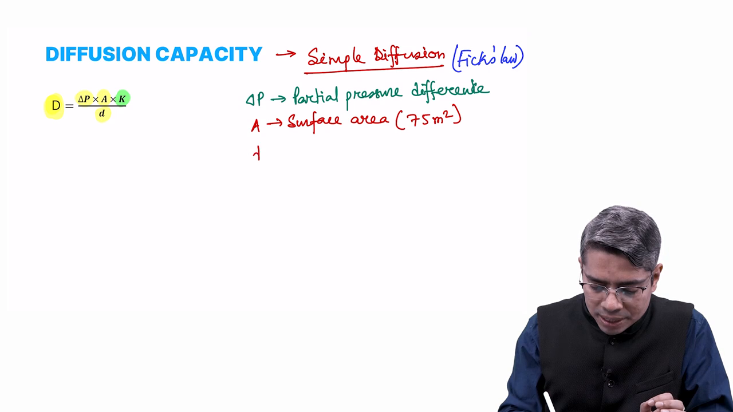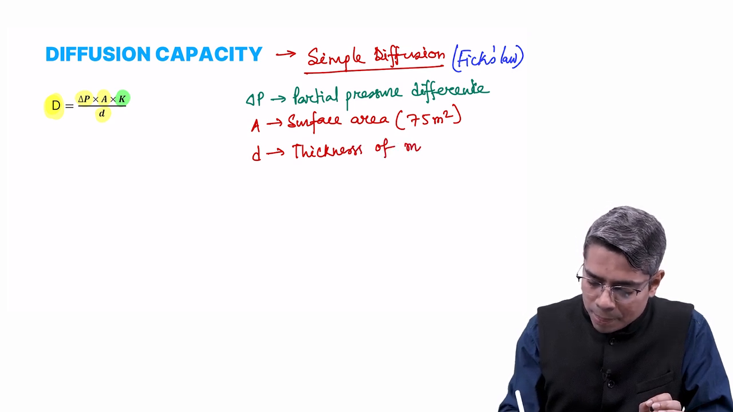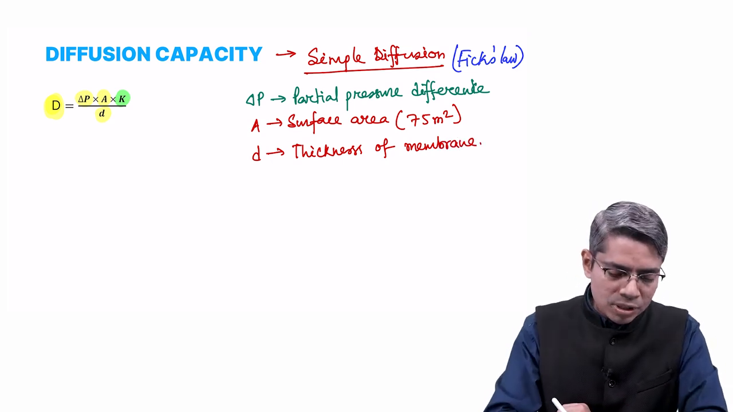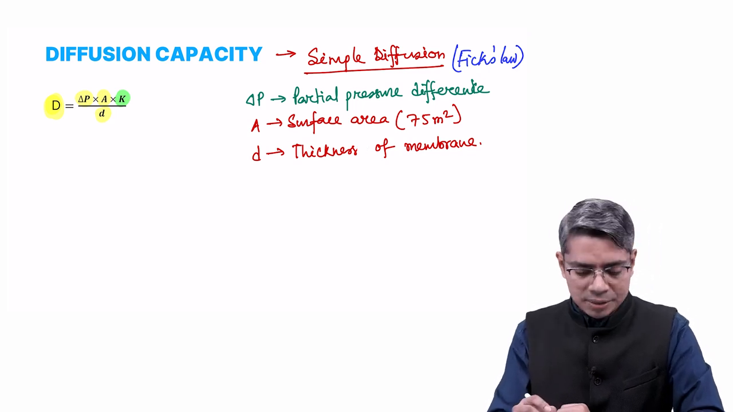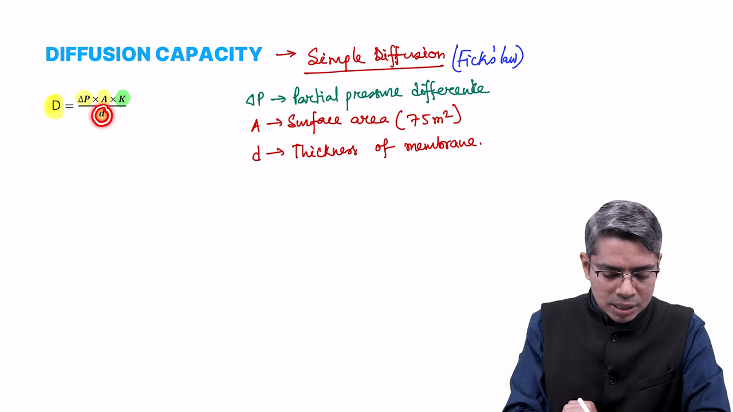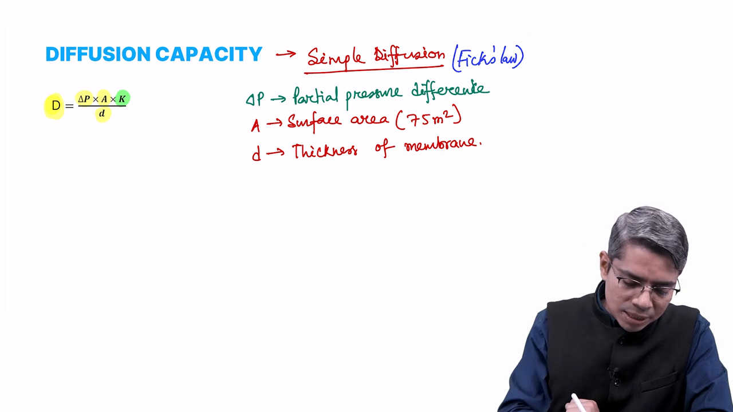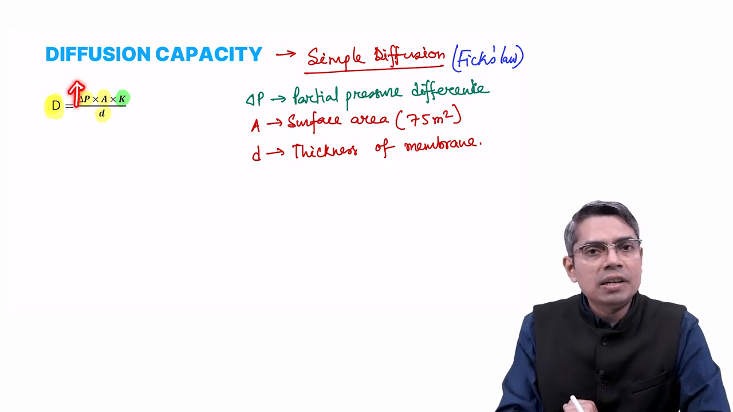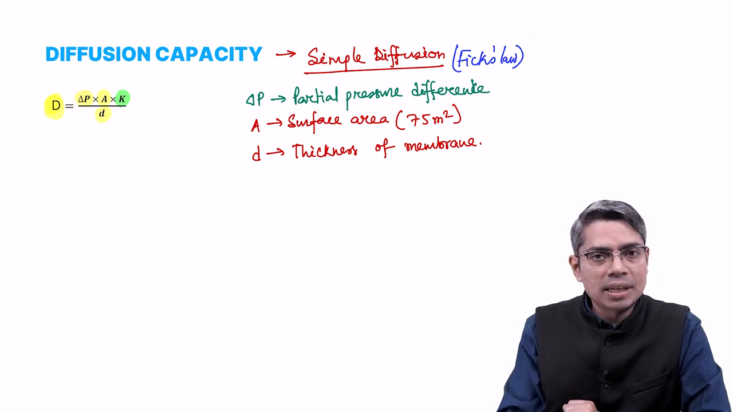This small d is nothing but the thickness of the respiratory membrane through which gas exchange is happening. Just now I told you the normal thickness of the respiratory membrane is 0.6 micrometer. If the thickness is altered, suppose the thickness of the membrane is more, then the diffusion capacity is going to be decreased. If delta P is increased, that is the partial pressure gradient between alveoli and capillary blood is increased, then the diffusion of the gases will increase.